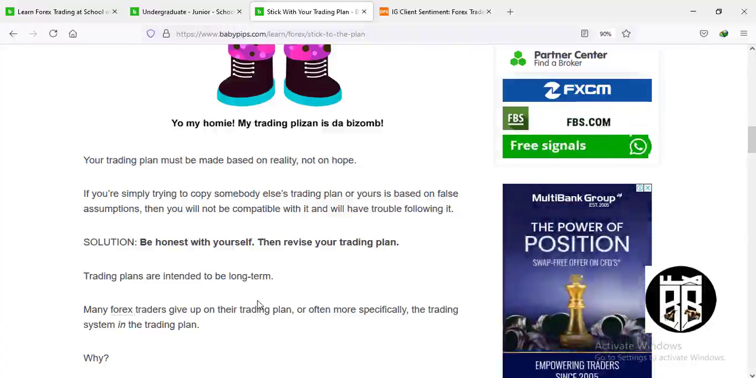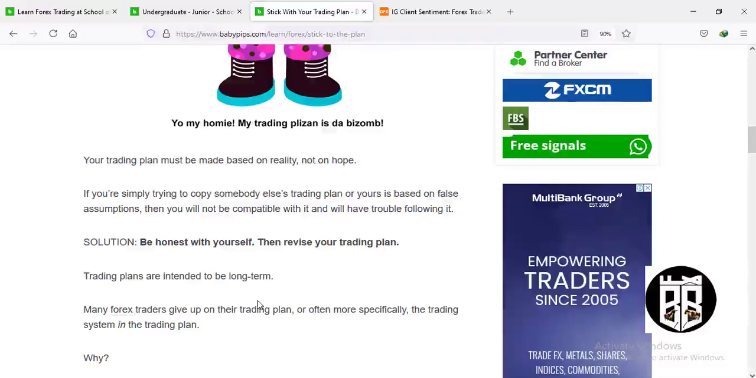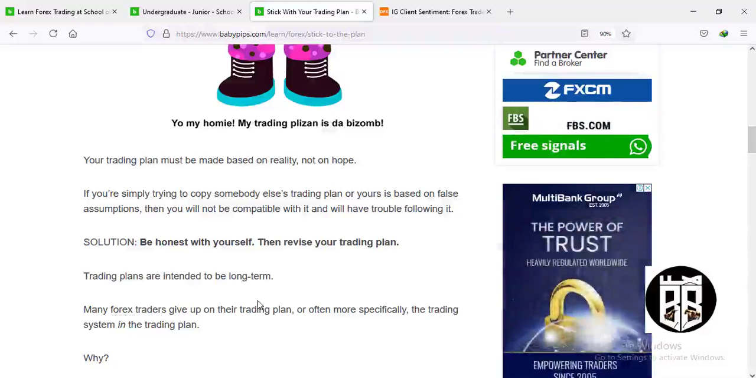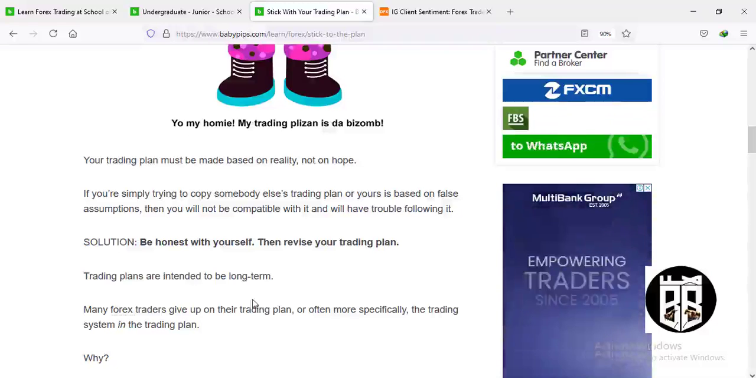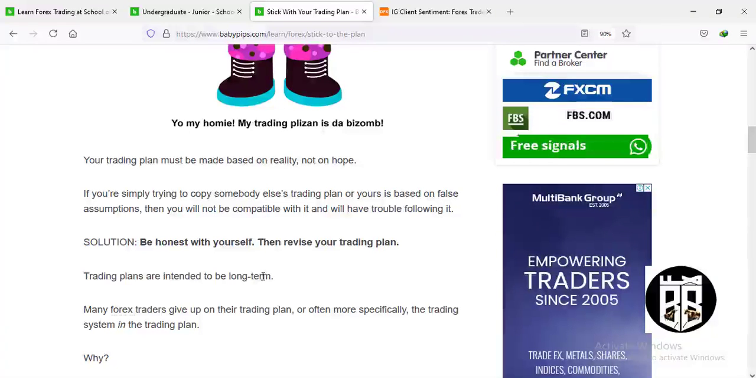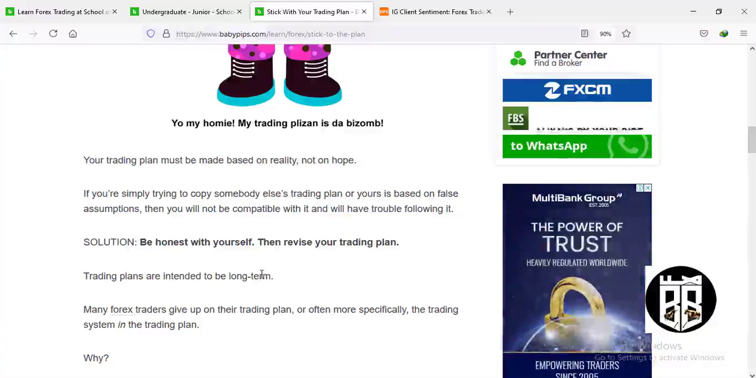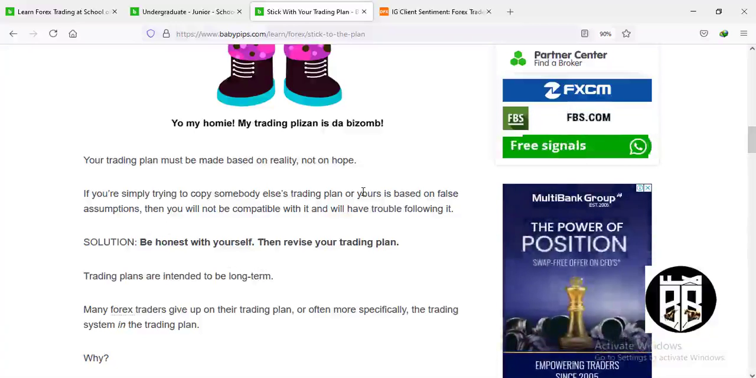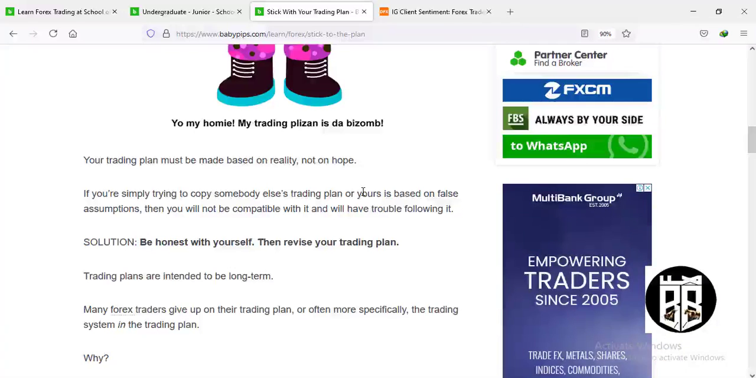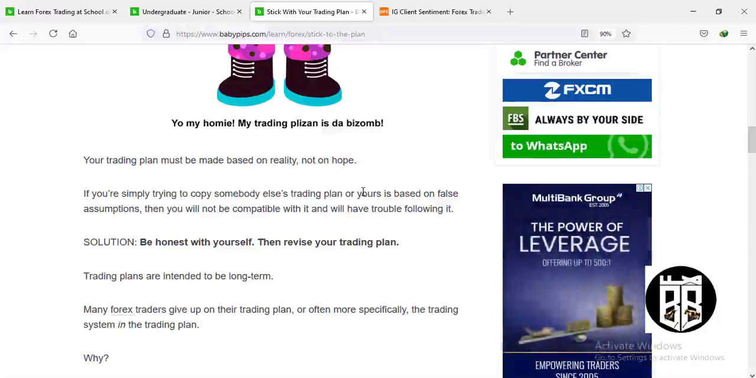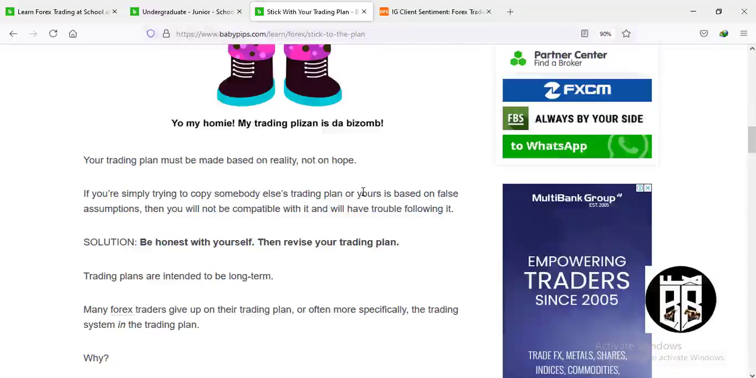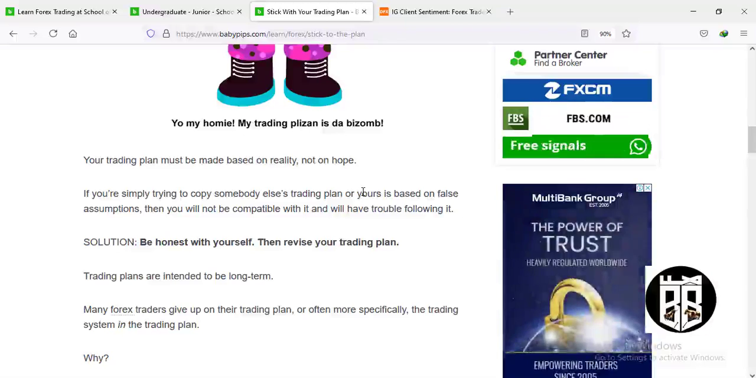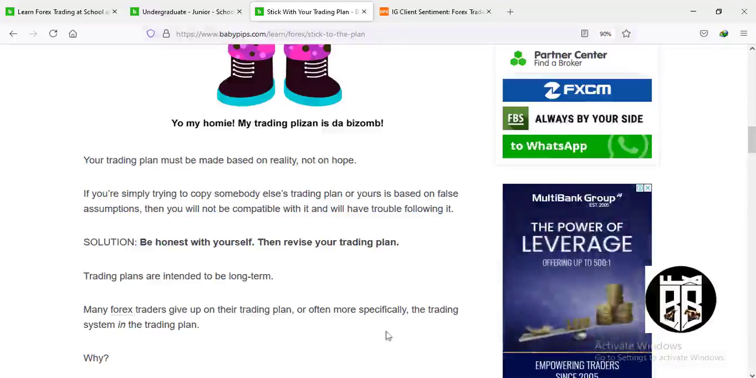If you are trying to copy somebody else's trading plan or false assumptions, then you will not be compatible with it, and it will also cause trouble for you. Do you understand this place we just read? If you are trying to copy somebody else's trading plan, it will not fit your personality, it will not fit your style of trading, it will not fit your psychology, it will not fit the news you've considered for that day. It will also not fit your account balance, because you people don't have the same account.